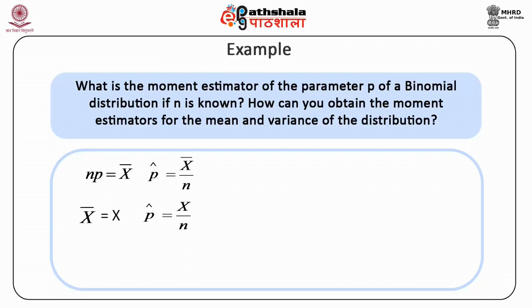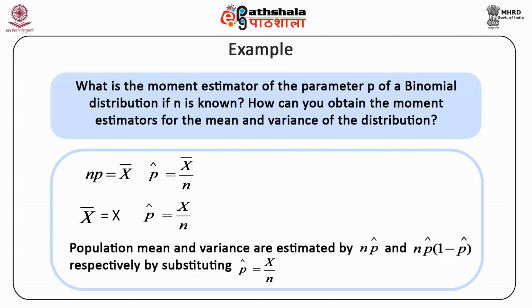There is also an unbiased estimator. Population mean and variance are estimated by n p hat and n p hat into 1 minus p hat, respectively, by substituting p hat equal to x by n.